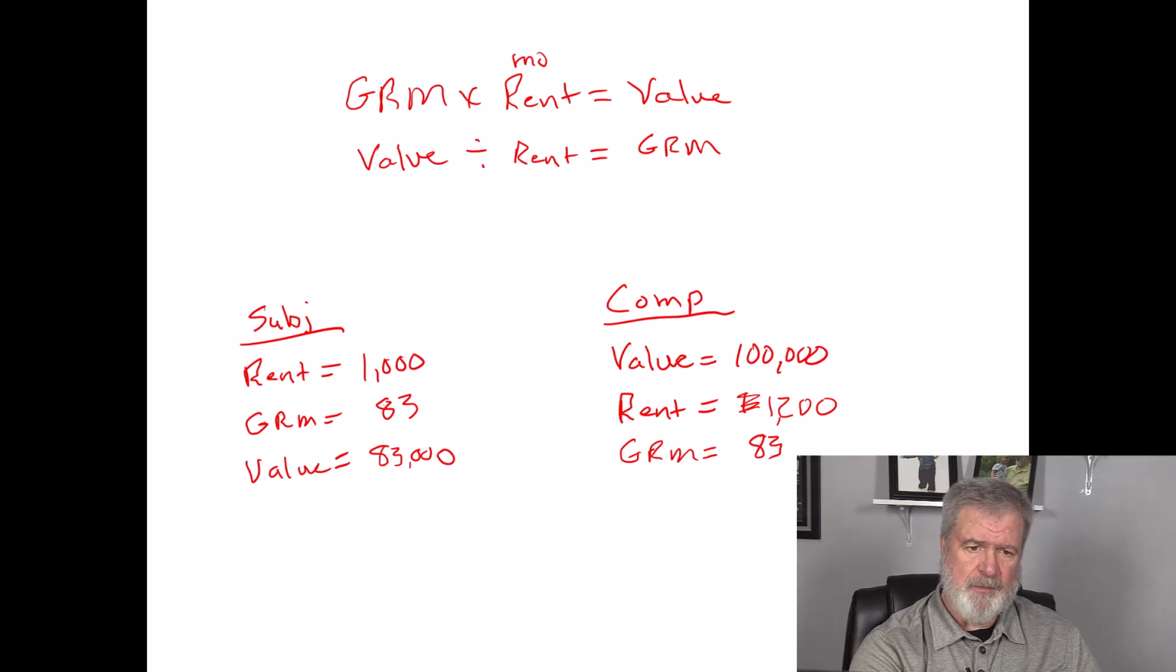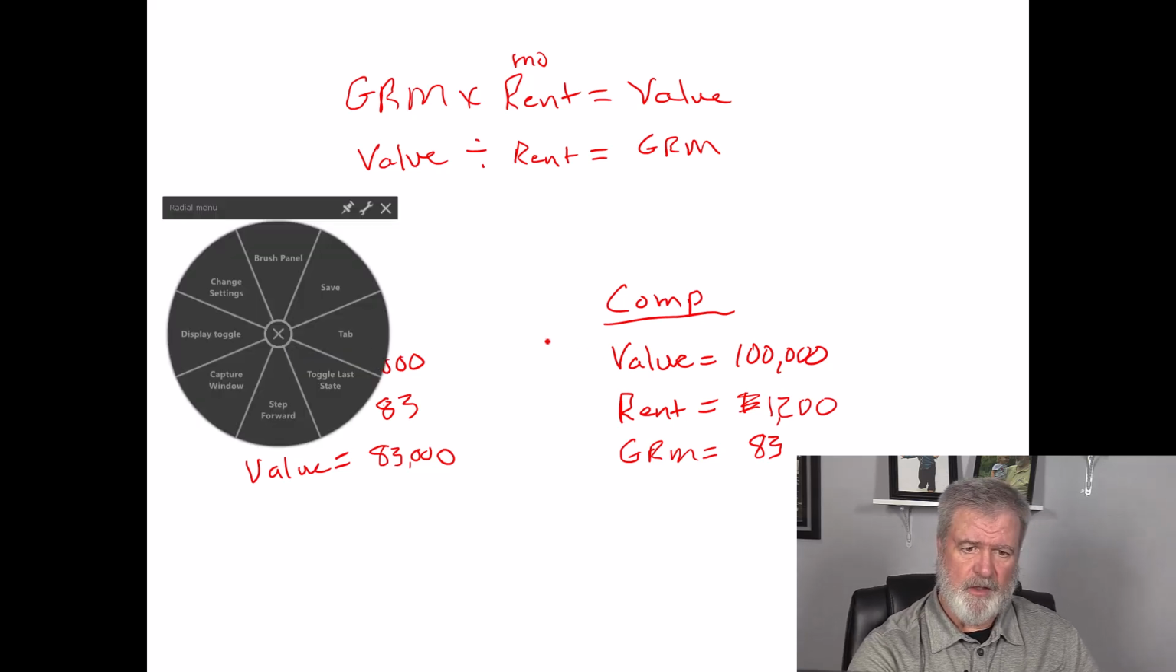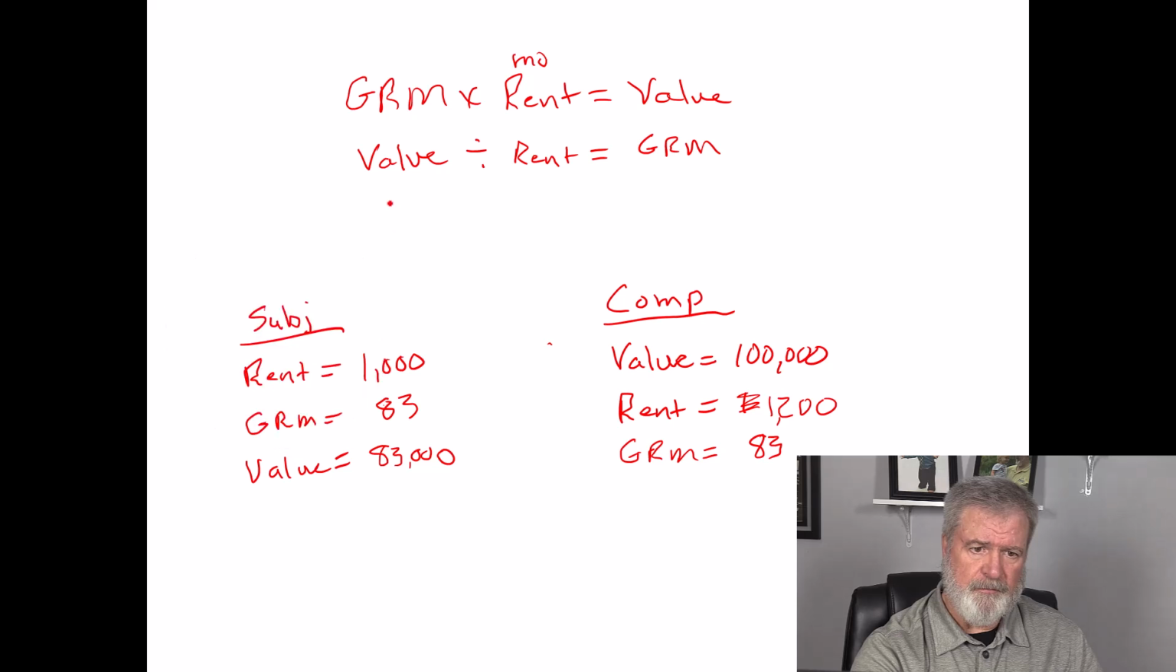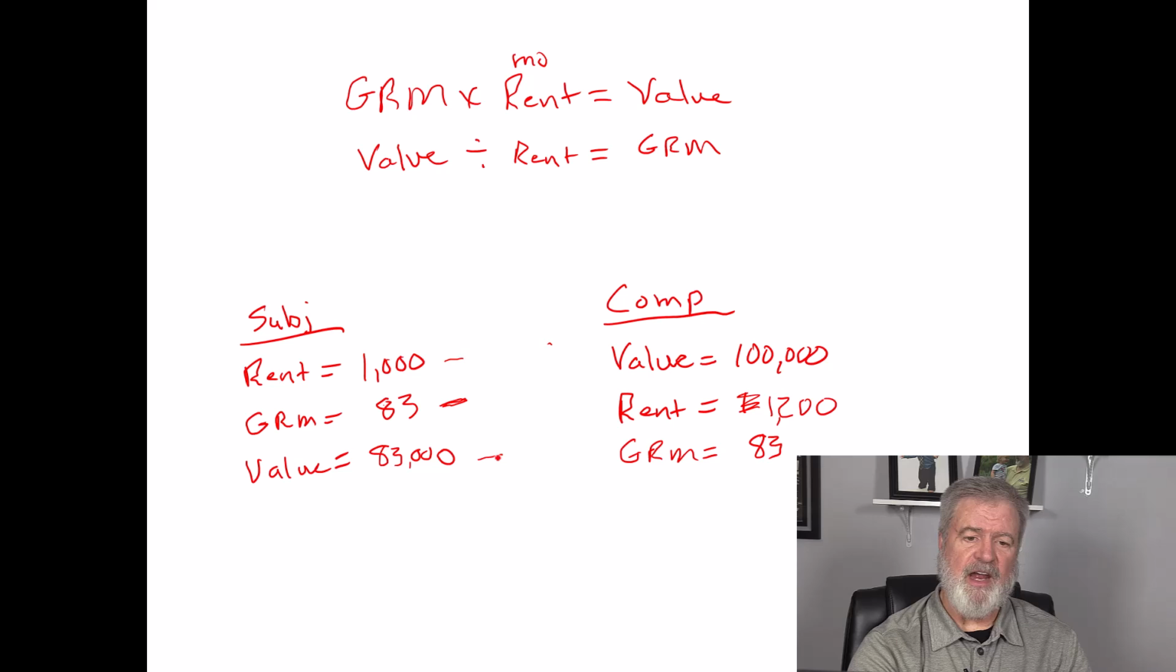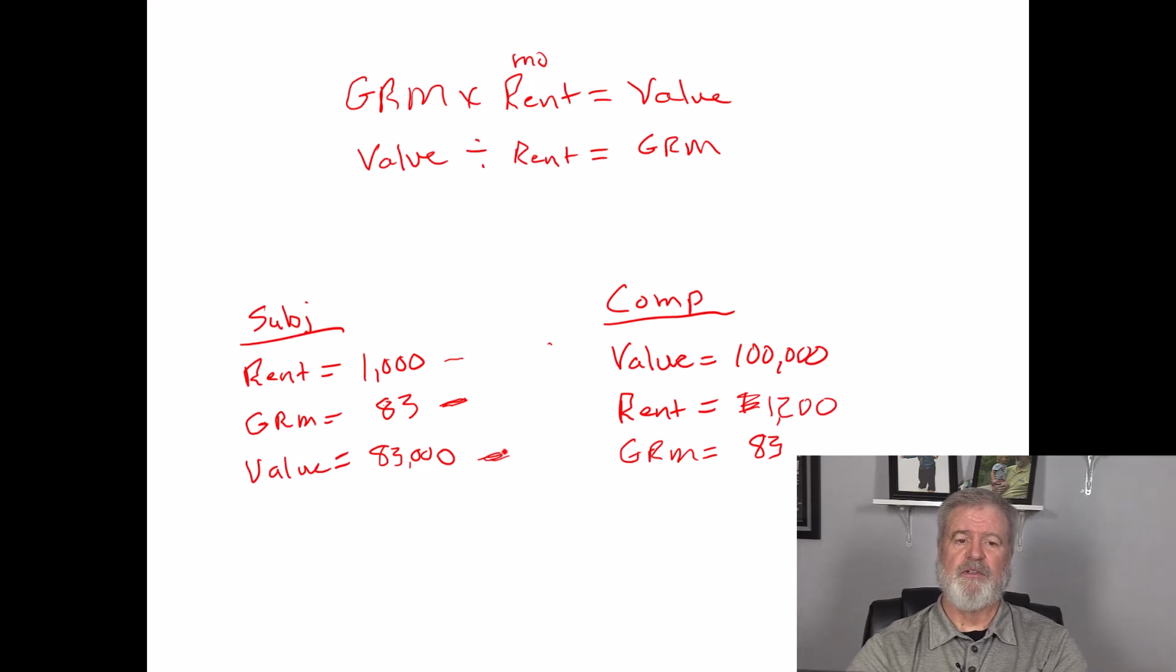If you look at this subject property, you see it's $1,000 a month. So if I collect $1,000 a month, if I'm the investor, I collect $1,000 a month for 83 months, I will have received $83,000. That's what that's telling me. Okay? So why does that matter and how is that useful?